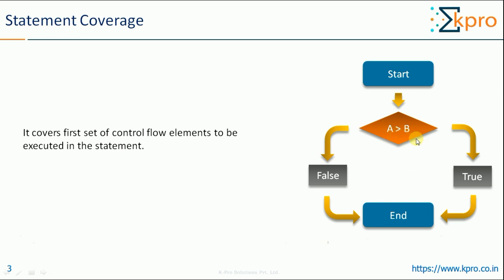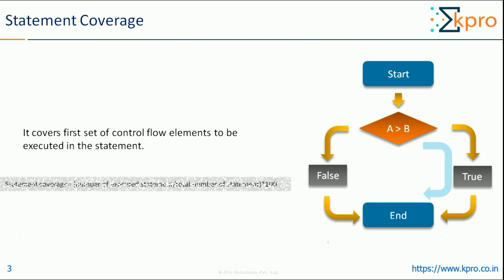If A is greater than B, then true path is executed, else false path is executed. Statement coverage always checks for true path. That's what this statement explains. Statement coverage is calculated in terms of percentage and it is expected to be 100%. The formula to calculate the same is number of executed statements divided by total number of statements multiplied by 100.